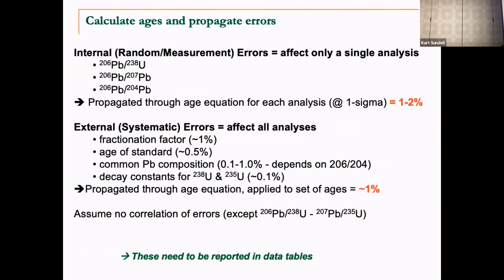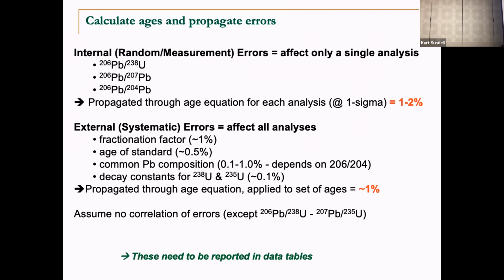Okay, so this is important for data reporting and understanding the limits of the data that you're collecting in these labs. We have two types of uncertainty. We have internal or random errors. These are things that affect only a single analysis. And then we have external or systematic errors. These are things that are going to affect all of our analyses.